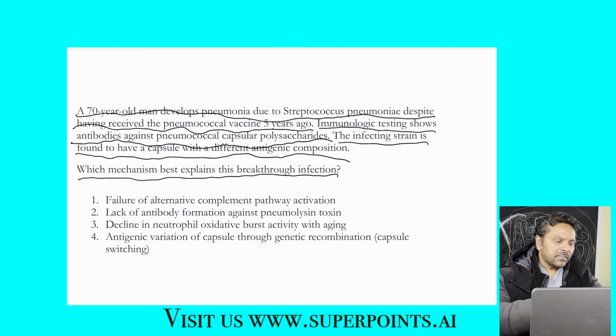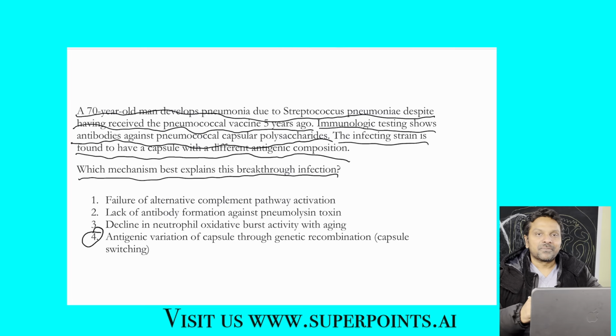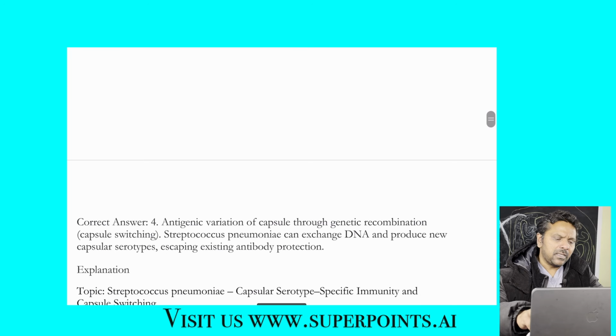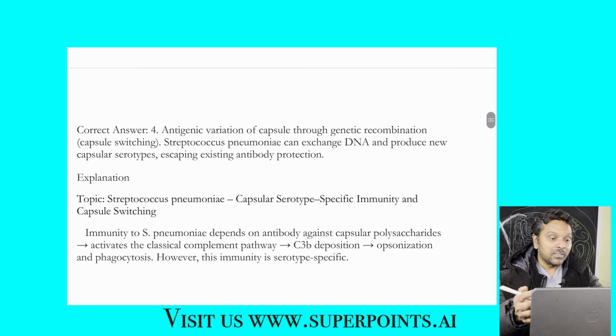So the best answer here is option 4. Antigenic variation of capsule through genetic recombination. It's called capsule switching. In the previous question we have seen what is the virulence factor. And this question is about how this bacteria propagates and escapes the attacks. How does it protect itself? It protects using capsule switching. All right. See, it's an extremely important and very interesting concept.